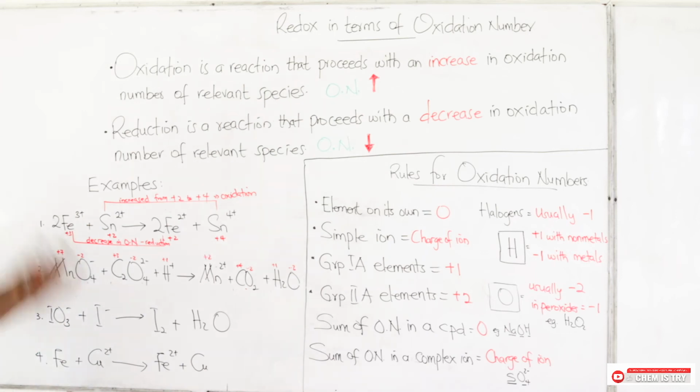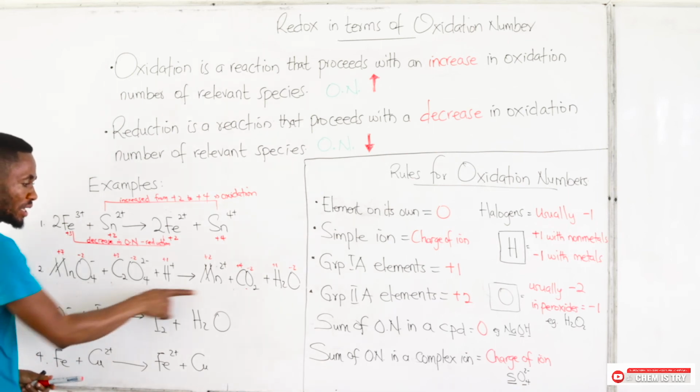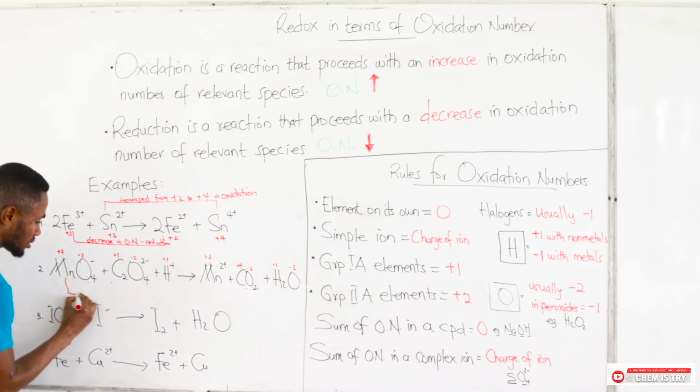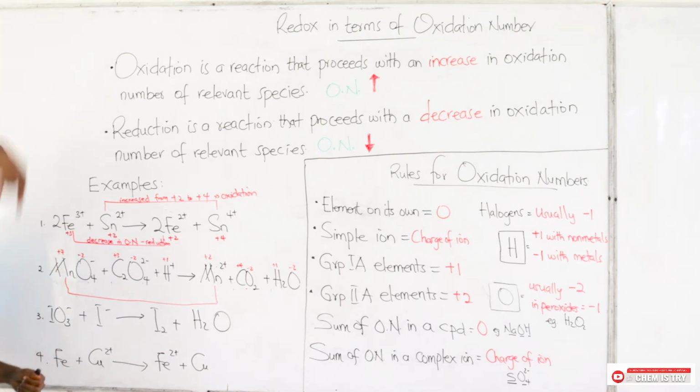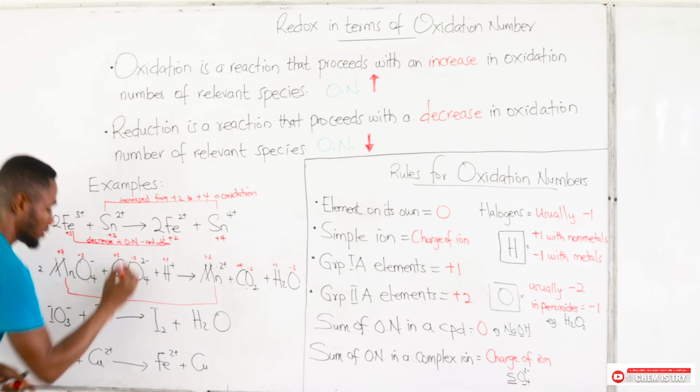Now, let's compare the oxidation numbers and see what is happening. Now, manganese was positive 7 here. It is now positive 2 over there. That means the oxidation number of manganese is decreasing from positive 7 to positive 2. And when it decreases, we say it is undergoing reduction.